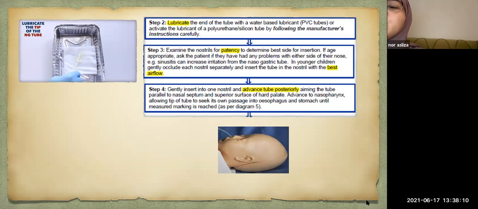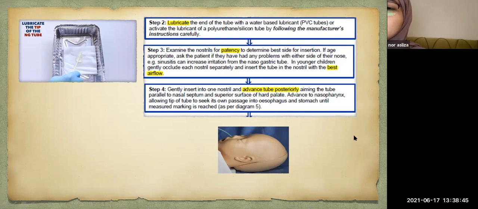Secondly, we lubricate the tip of the tube. Thirdly, we examine which nostril is the most patent one, which will have the best airflow. Okay, step 4 is to gently insert into one nostril and advance the tube posteriorly, aiming the tube parallel to the nasal septum and the superior surface of the hard palate. Advance to the nasopharynx, following the tip of the tube to seek its own passage into the esophagus and stomach until the measured marking is reached.